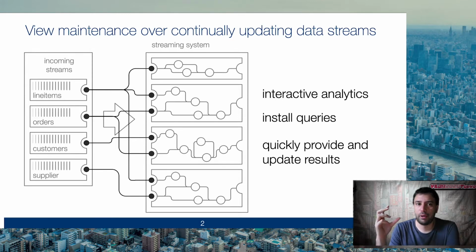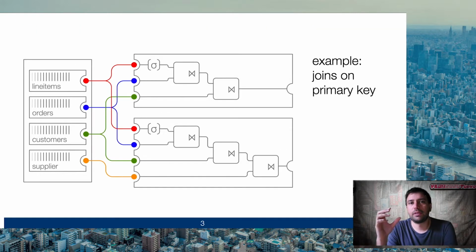Multiple concurrent queries are deployed concurrently as new data comes in, and the analysts can interactively install and retire queries. These queries may contain both relational algebra operations and more complex iterative operators. As an example for this talk, here are two queries that perform joins on primary keys. In this example, the line items relation represents a set of facts that stream in continually, while we also receive updates for the dimension tables orders, customers, and suppliers.